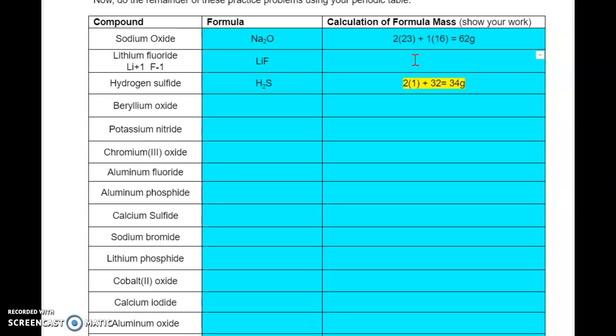When we're doing the math for that, you would add the mass of lithium. So there's 1 lithium, 1 times 7, plus 1 fluoride, which has a mass of 19. And we get the mass from the molar mass or atomic mass on the periodic table, the bottom number, and you round to the nearest whole number.